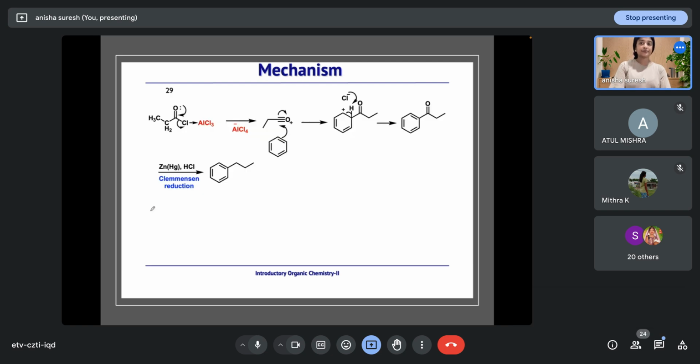We can see the mechanism. We will get the acylium ion like this. AlCl3 will coordinate with this chlorine, the lone pair of oxygen will shift here, and this AlCl4 minus will get removed. So we will get this acylium ion. This double bond on the benzene ring will attack the carbon, and then we have a positive charge here. For neutralizing that and regaining the aromaticity, the Cl minus which was removed can abstract the proton, and we will get this compound.